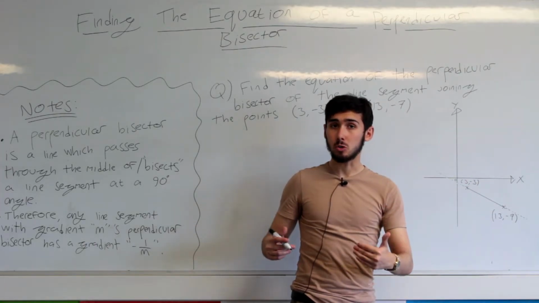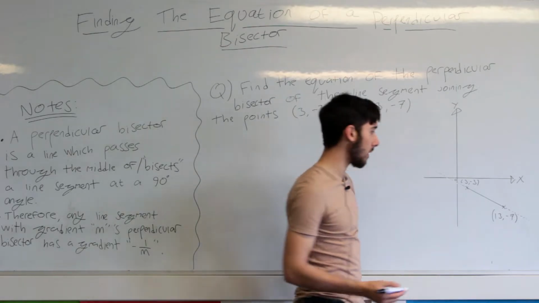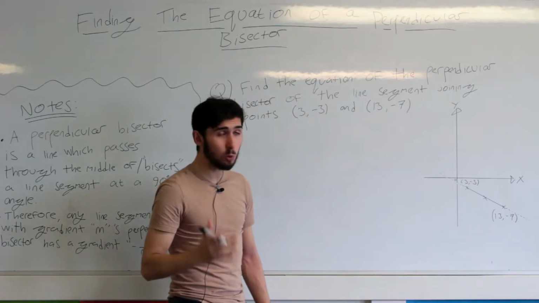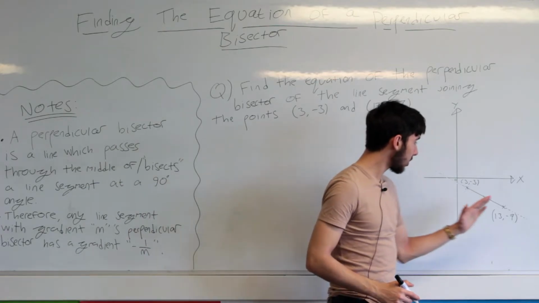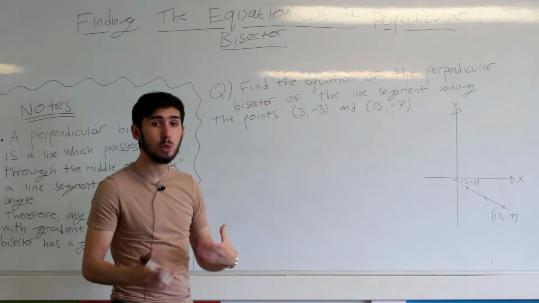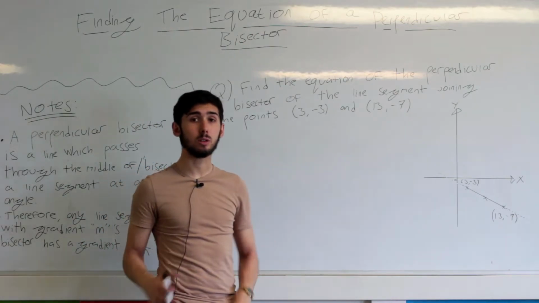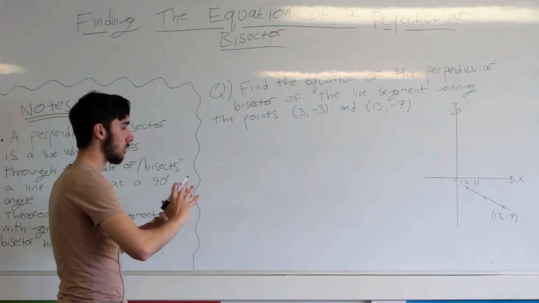What we want to do is not only find the midpoint, which is going to be about here and which we will calculate in a second. We also need to find the gradient of the perpendicular bisector, which is going to come up like this, and we need to put that into the equation of a line. We need to completely turn it into the full equation of a line. So there's a lot of things going on. Let's do it step by step.